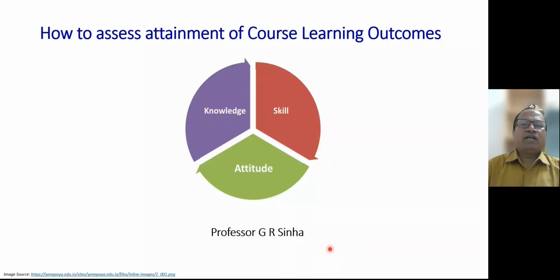How much a student is able to demonstrate in terms of knowledge, skill set, and attitude is extremely important in the sustainable development, sustainable growth, and sustainable career of a graduate. So, how do we assess, how do we measure whether there has been attainment of the course learning outcomes or not?